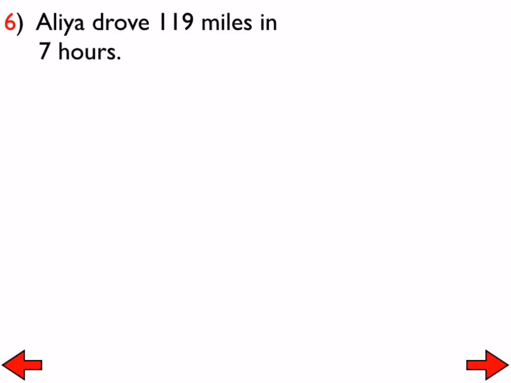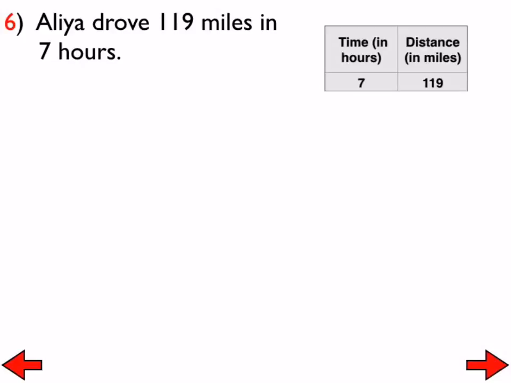Number 6, Aaliyah drove 119 miles in 7 hours. So we know that piece of information that we can log in our table. I mean, there are lots of things we could add in there. Assuming that she's driving at the same rate, we could put 14 hours and 238 miles if we wanted to. But we also know that if she hasn't driven at all, she's driven 0 miles. So that's a nice, easy one.